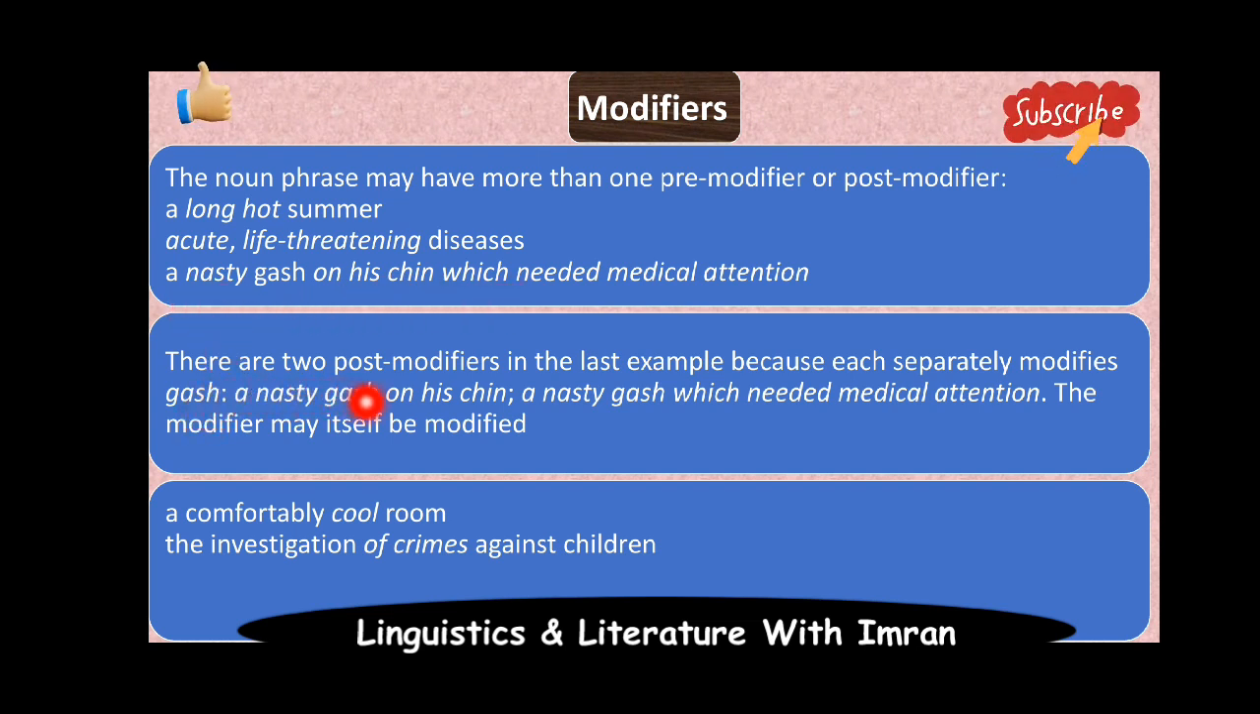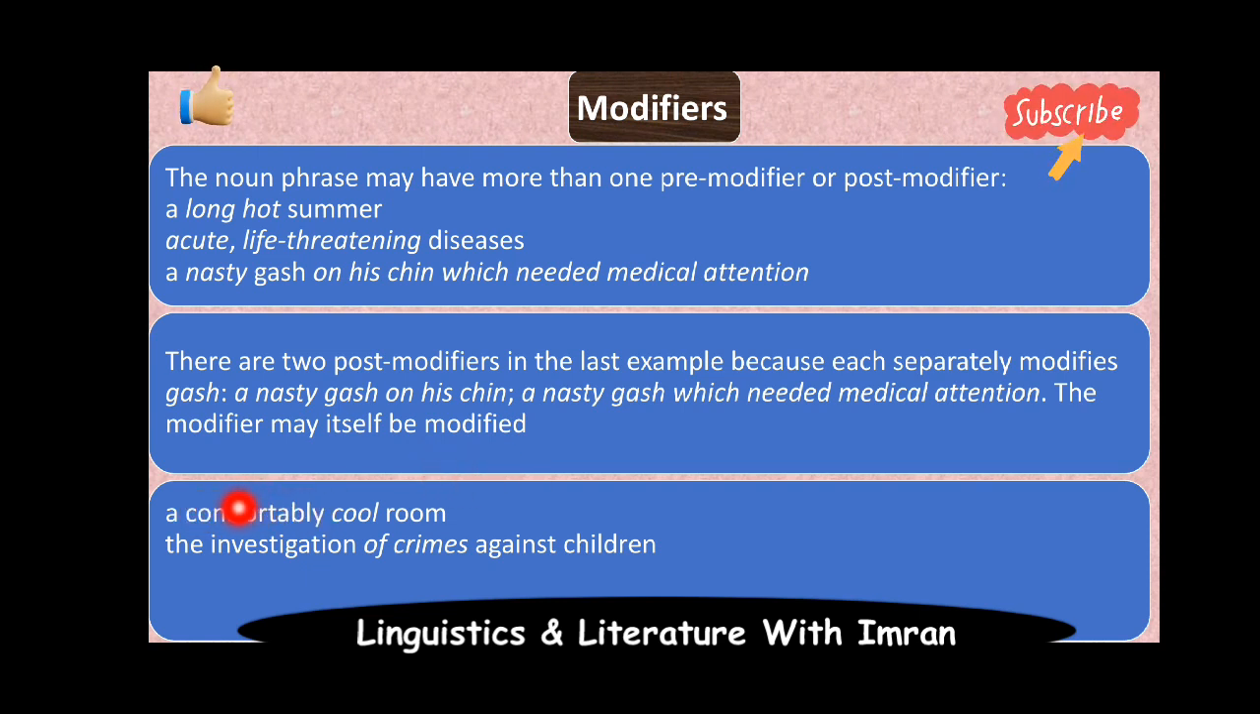So there are two post-modifiers in the last example, because each separately modifies gash. A nasty gash on his chin. A nasty gash which needed medical attention. So a nasty gash on his chin is what? Post-modifier. Modifies what? Gash. And a nasty gash which needed medical attention, so which needed medical attention also modifies gash. So the modifiers may themselves be modified. One modifier may modify another one.